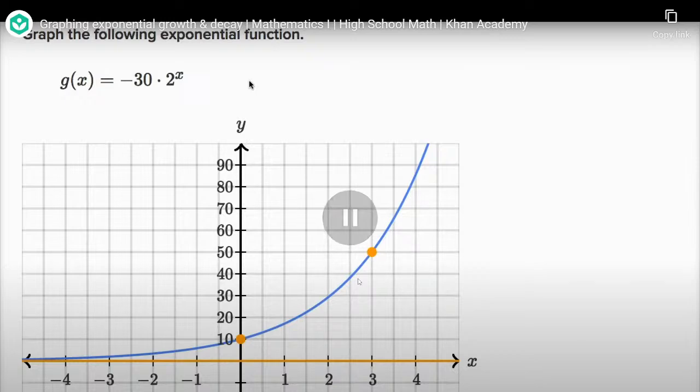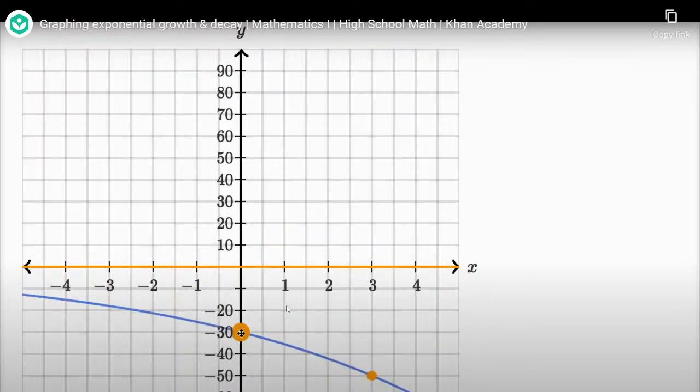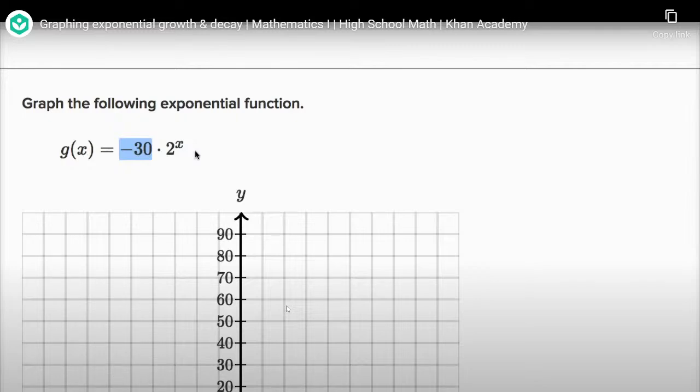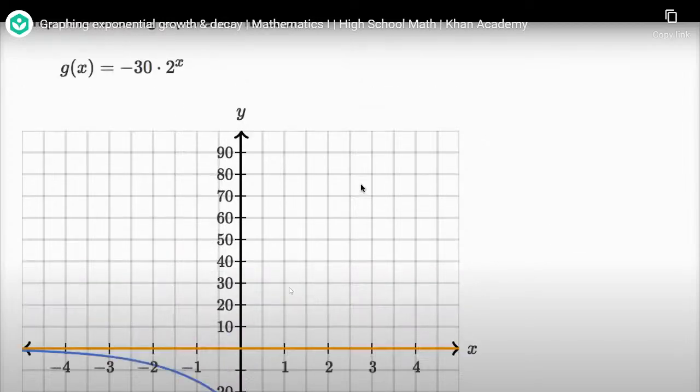So graph the following exponential function. We have minus 30 first. So we need to take it to the below quadrant. Let me scroll down. The initial value is negative 30, and then we have 2 to the x. So when x equals 0 we have negative 30, and when x is equal to 1, we have minus 60. Now let's think about this asymptote, where that should sit.